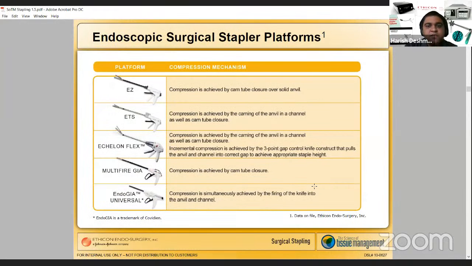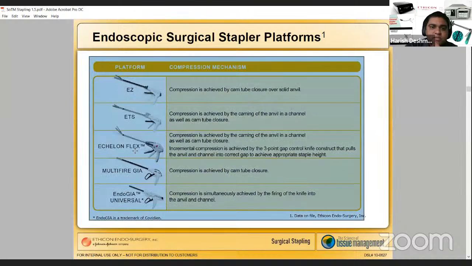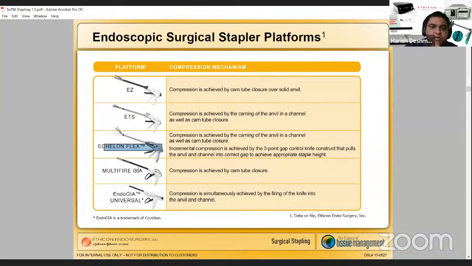In endoscopic, again, we have different staplers available in the market, but system-wide compression is given only by our stapler, which is Echelon Flex. The Covidien staplers have compression with a cam tube mechanism. This is basically like a crocodile mouth, which gives compression more at the proximal end of the opening rather than the distal end of it. But Echelon Flex has compression which is available from tip to toe of the jaws.